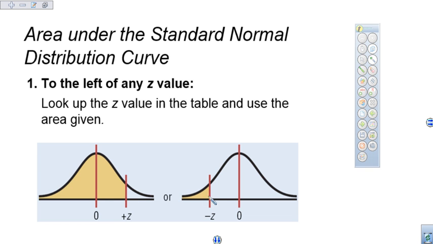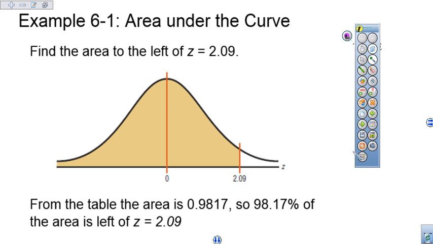So what we're going to do here is try to find the area to the left of the z-score. And there's a process to these problems. And there's a series of 3 videos because we have the area to the left, we have the area to the right, and we have the area between. So here's our hypothetical situation. We have a z-score of 2.09.